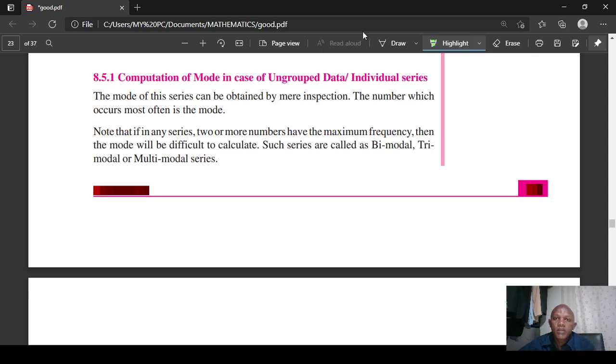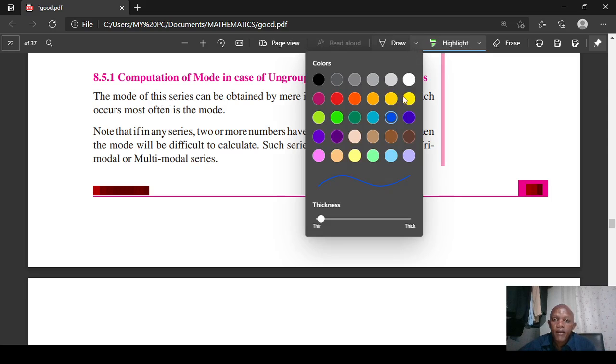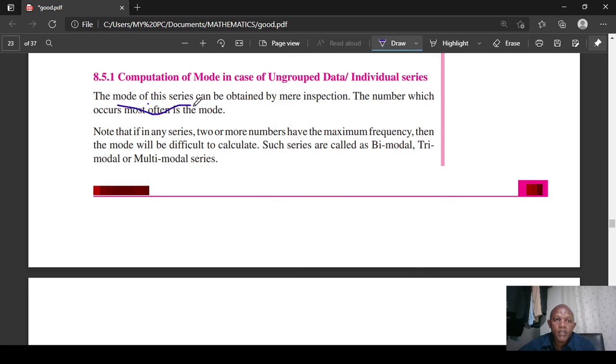The mode of this series can be obtained by mere inspection. If the data is ungrouped, just mere inspection will tell you which number has the highest occurrence. On the same note, such ungrouped data may have 2 or 3 or 4 values that have the highest occurrence.